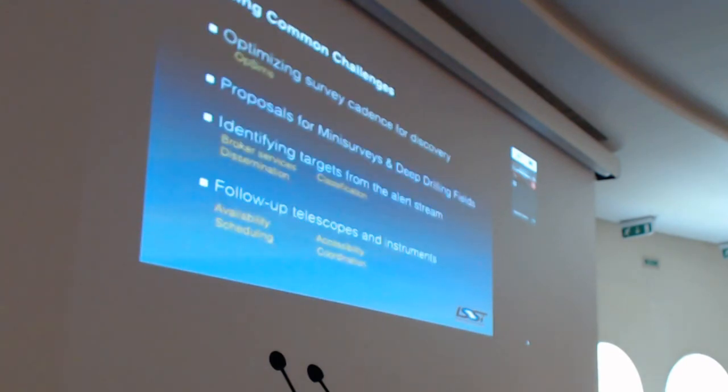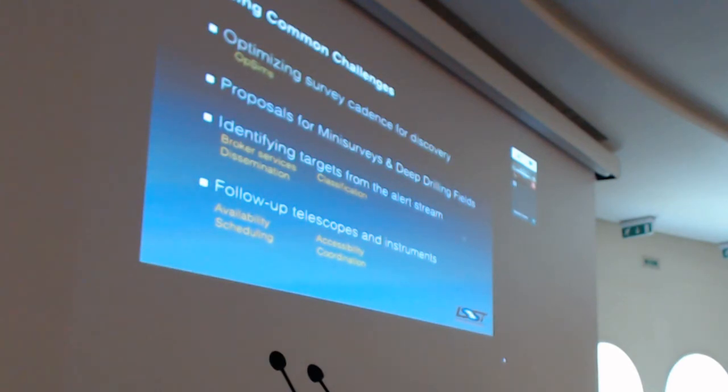So as the subgroups put together their roadmaps, we found that the same themes were recurring time and time again. These are common challenges which affect essentially all science, particularly transient science from LSST. One of them is to optimize the survey cadence for the discovery of a wide range of different variability types. And this isn't just to refer to the main survey cadence, this is also to refer to what's called special projects, mini surveys or deep drilling fields, which can be undertaken in addition to the main survey. And this is particularly timely because we're anticipating a call from the project in the near future for proposals for these special projects.